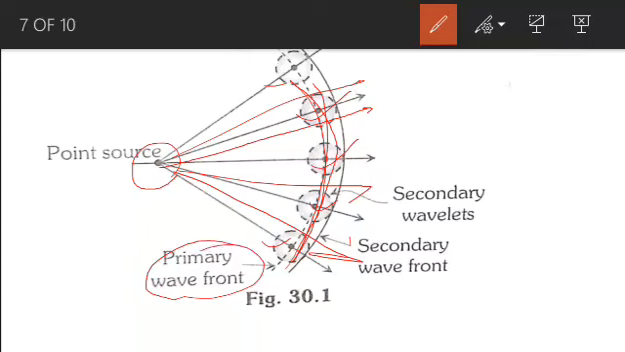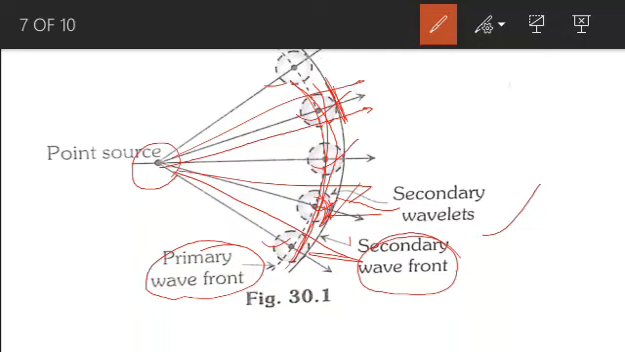That means the wavefront which is produced initially is known as the primary wavefront, and the waves produced from this primary wavefront, from each point, are known as secondary wavelets. This secondary wavelet goes after some time t to this new point, and at this point a new wavefront will be formed, and this wavefront is known as the secondary wavefront.